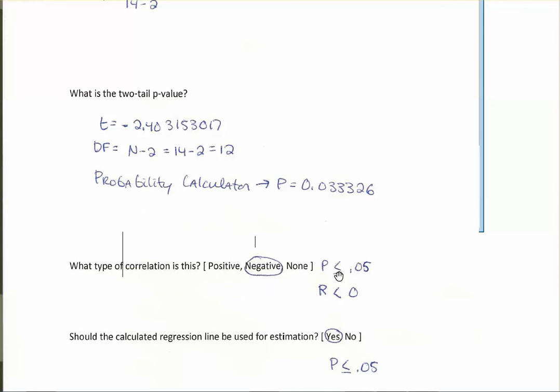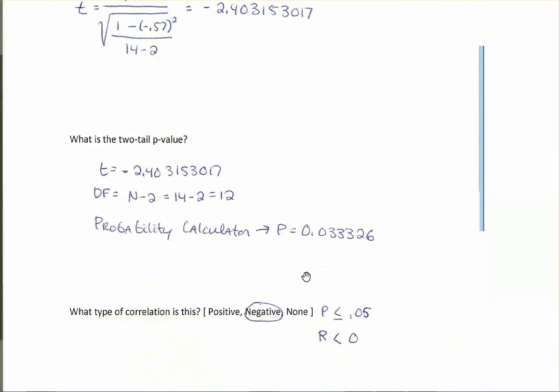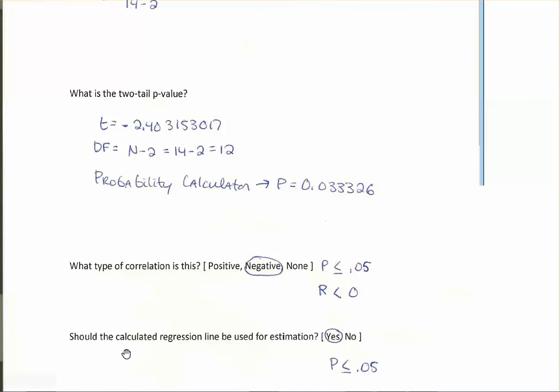So to answer the next questions, what type of correlation is this? Well, first of all, is that p-value less than or equal to 0.05? It is less than 0.05, so then we would go back and look at our R. Our R value is negative, so we have a negative correlation. Should the calculated regression line be used for estimation? Yes, because our p-value is less than 0.05.